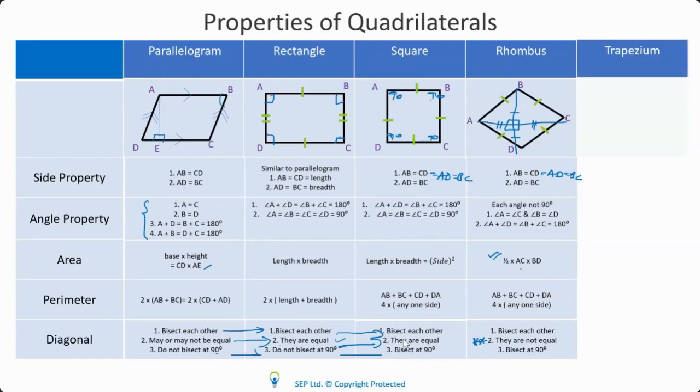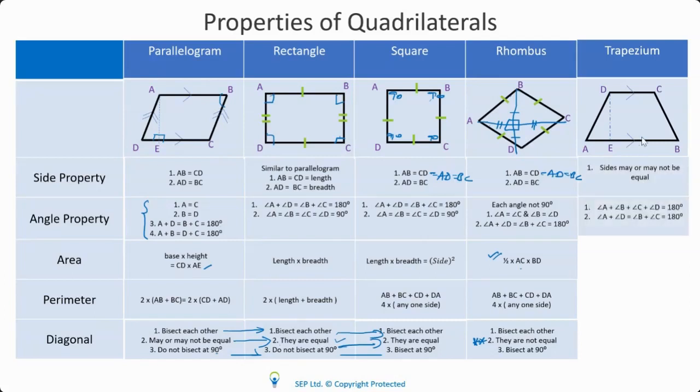Obviously, trapezium is there. Thankfully, they don't test you a lot on trapezium. You'll see a one-off question there. In trapezium, only one pair of sides are parallel, as you can see. CD and AB are parallel. Sides may or may not be equal. Sum of angles, obviously, is 360, by the way.